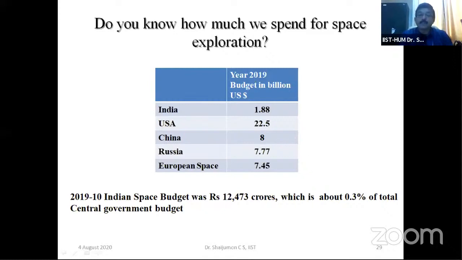13,000 crores, I said about the 2021 budget, okay? 13,500 crores. This is actually the 2019-10 budget. If you look, it is only 12,473 crores, which is about 0.3% of the central government budget. Just 0.3% only. If you look at defense and other areas, you can see about 5% of the total budget is spent on defense and all. But here in space technology development, such an important technology, which is important for every sector of the economy, we are spending only 0.3% of the total central government budget.